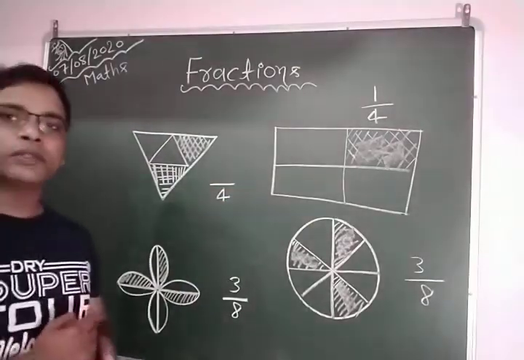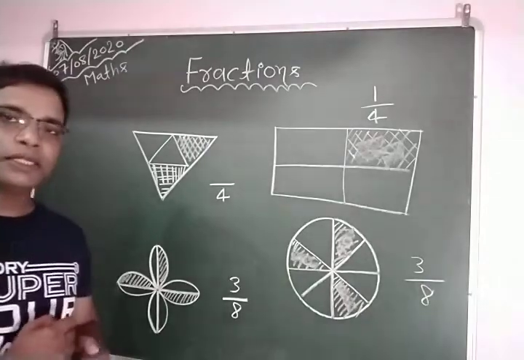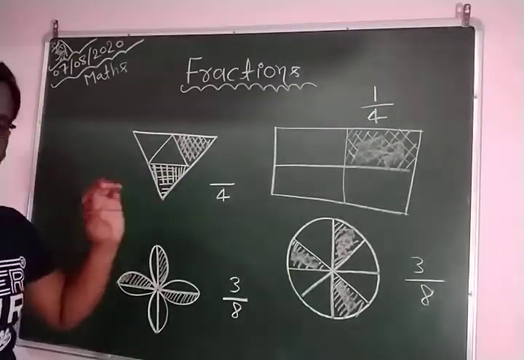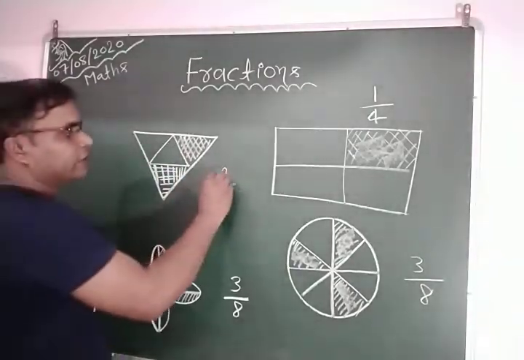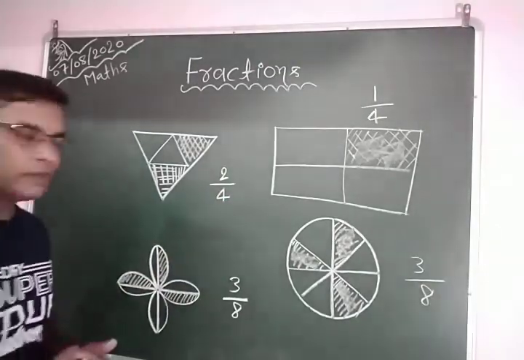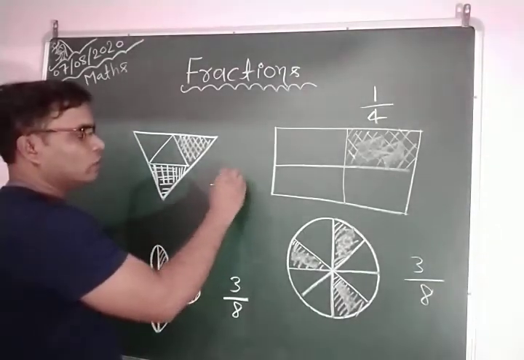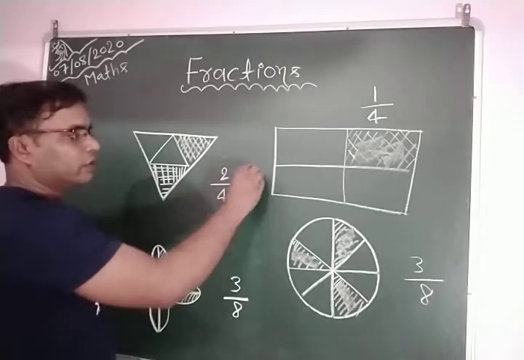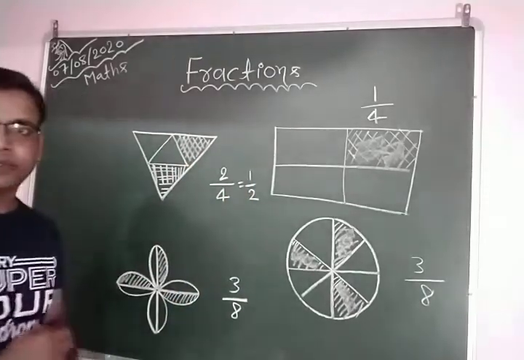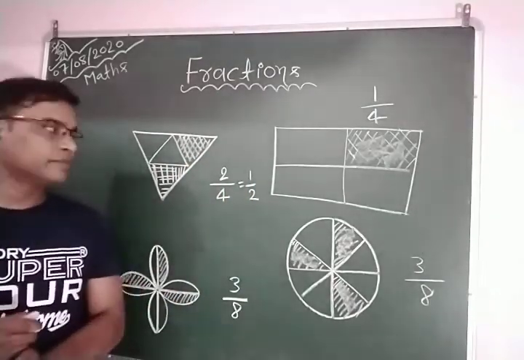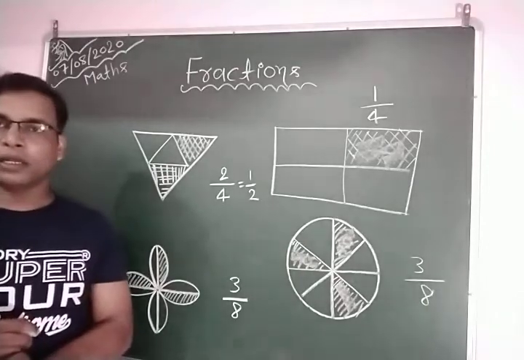And how many colored parts, or shaded parts? Here 1 part and 2 parts are shaded. So you can write 2 by 4, and we simplify it. We find 2 ones are 2, 2 twos are 4. So what is the fraction of the shaded part? The fraction of the shaded part is 1 by 2.